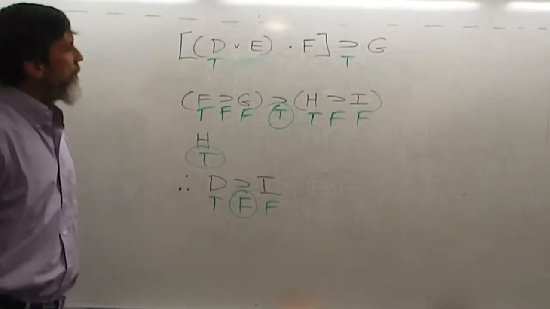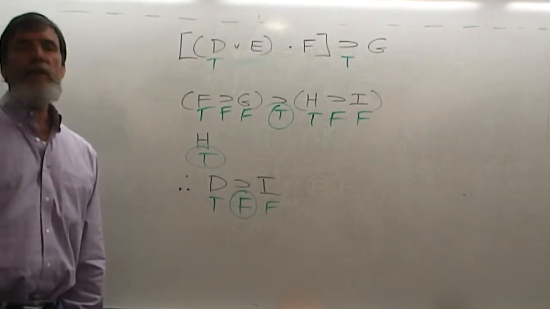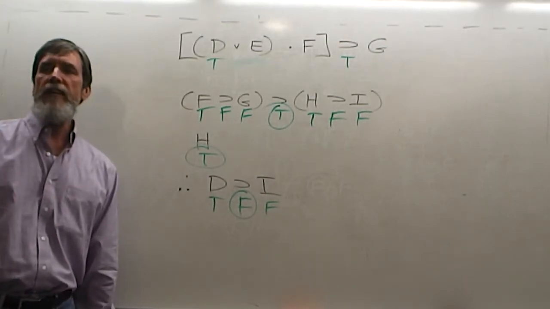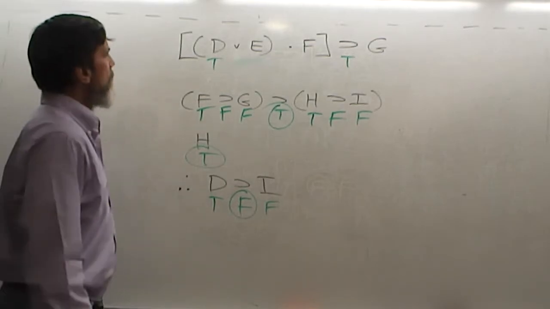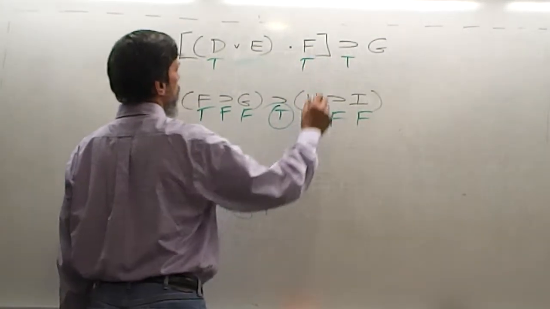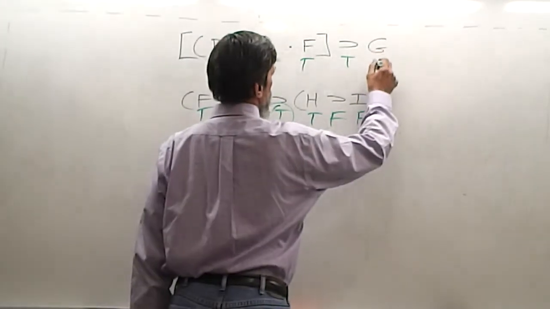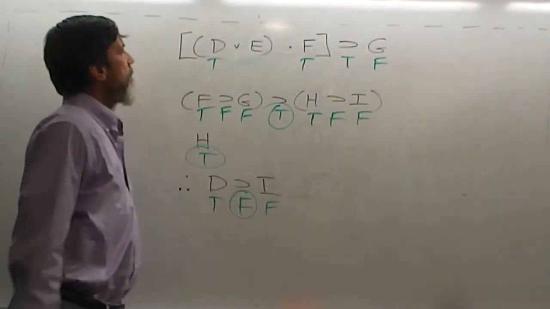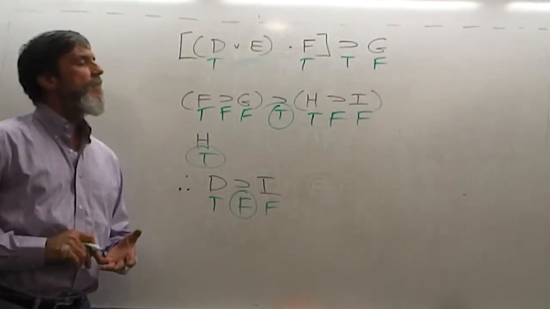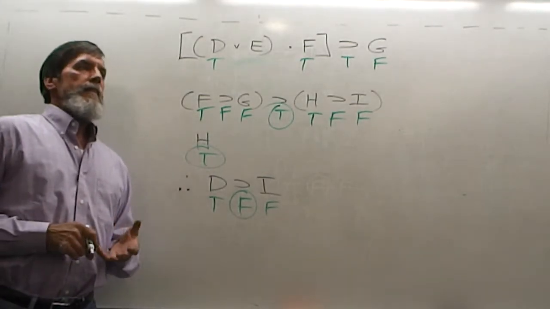But I think I need to transfer some truth values at this time. Do you agree? F and G. F is true. G is false. Yes?